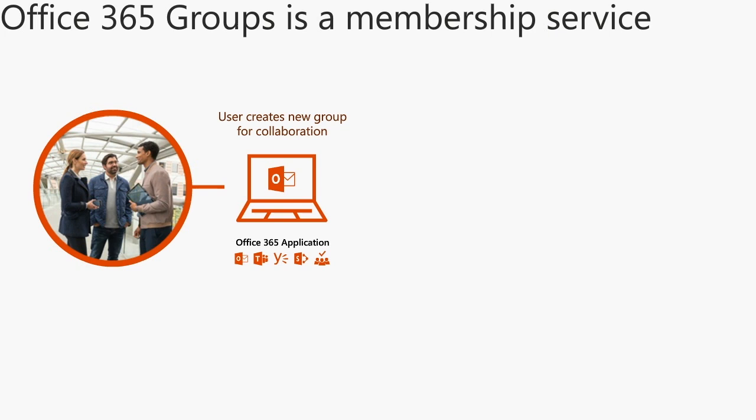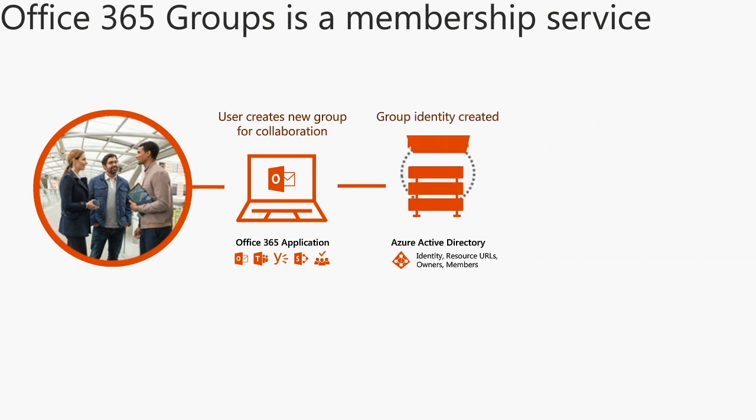What happens in the back end is we actually make a call to Azure Active Directory, where we create that container, which is the group. And it has a name, it has a description, it has a logo, and more importantly, it has a set of members. And there's two types of members: owners, typically the person who created it, and members as part of the group.